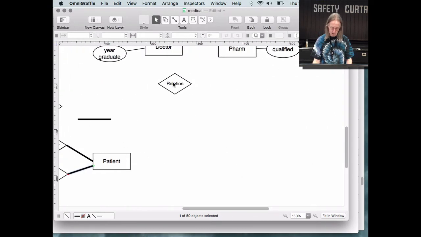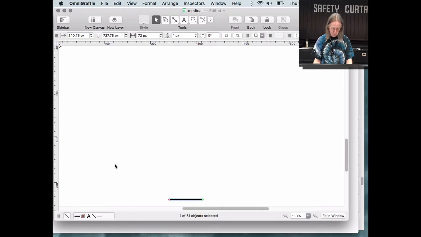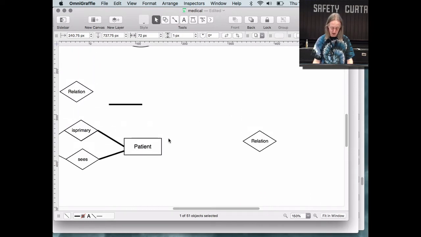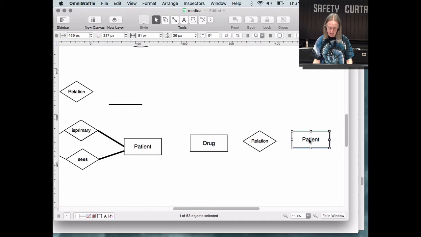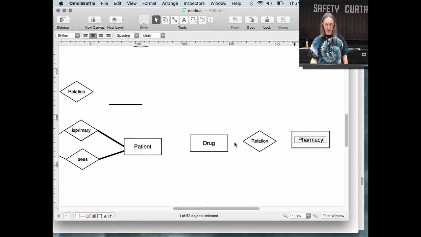and talk about the relationship between... what do I do? I just deleted everything I drew. No, I didn't. That would be unfortunate. Alright. So here's our drug entity and pharmacy.